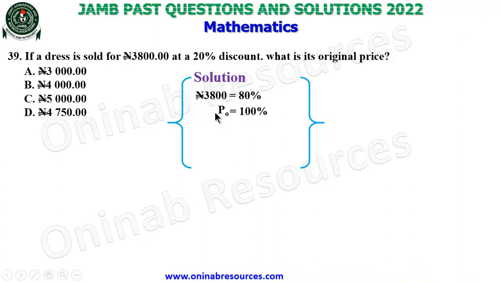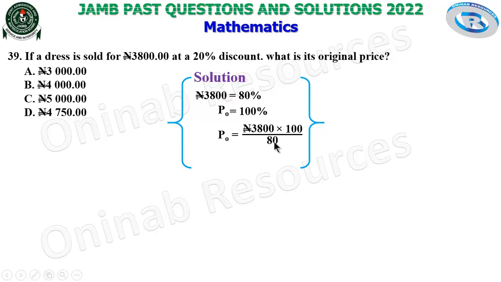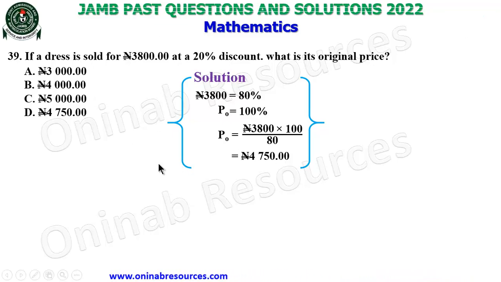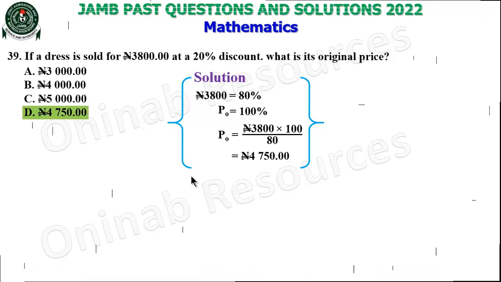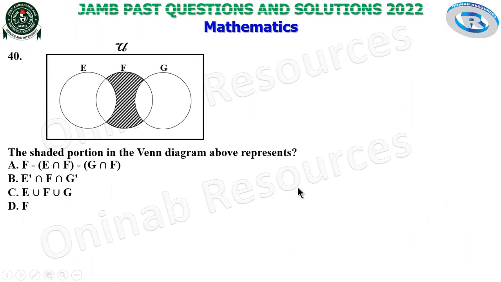If we make P the subject of the relation, it is going to be 3,800 times 100, then divide by 80. So you press your calculator, we have the original price to be 4,750 naira only. And that's all for problem 39. We then go to problem 40.